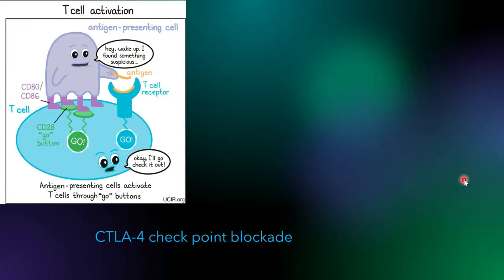Now, what is the CTLA4 checkpoint blockade? The antigen presenting cells, this is a T cell, the blue one is a T cell, and this is the antigen presenting cell.